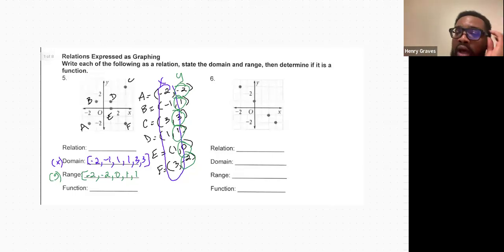So obviously, is this a function? And the answer is, let's look. Do we have any X's that repeat? Yeah, we do. We got these right here.